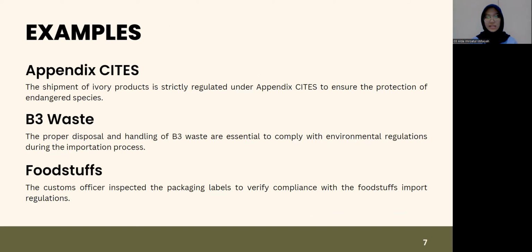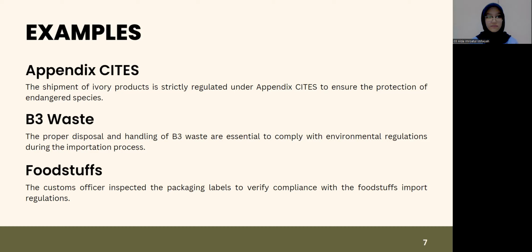And we move to the last section, which is the sentence examples of the terms. The first one is Appendix CITES. And then the example is the shipment of ivory products is strictly regulated under Appendix CITES to ensure the protection of endangered species. And the next one, we have P3 waste. The proper disposal and handling of P3 waste are essential to comply with environmental regulations during the importation process.